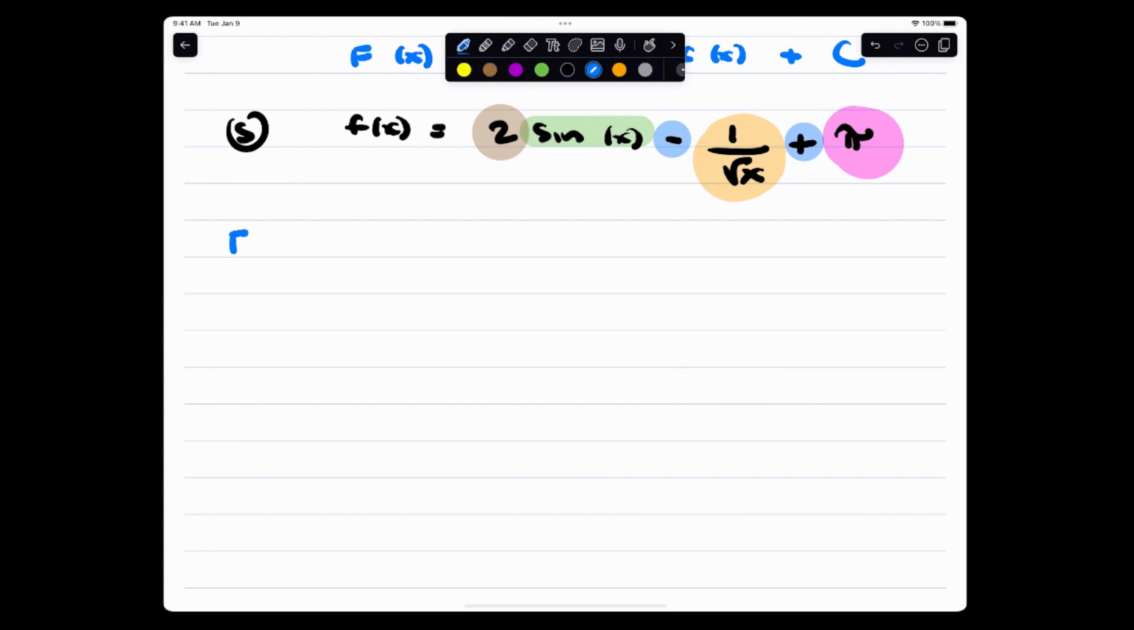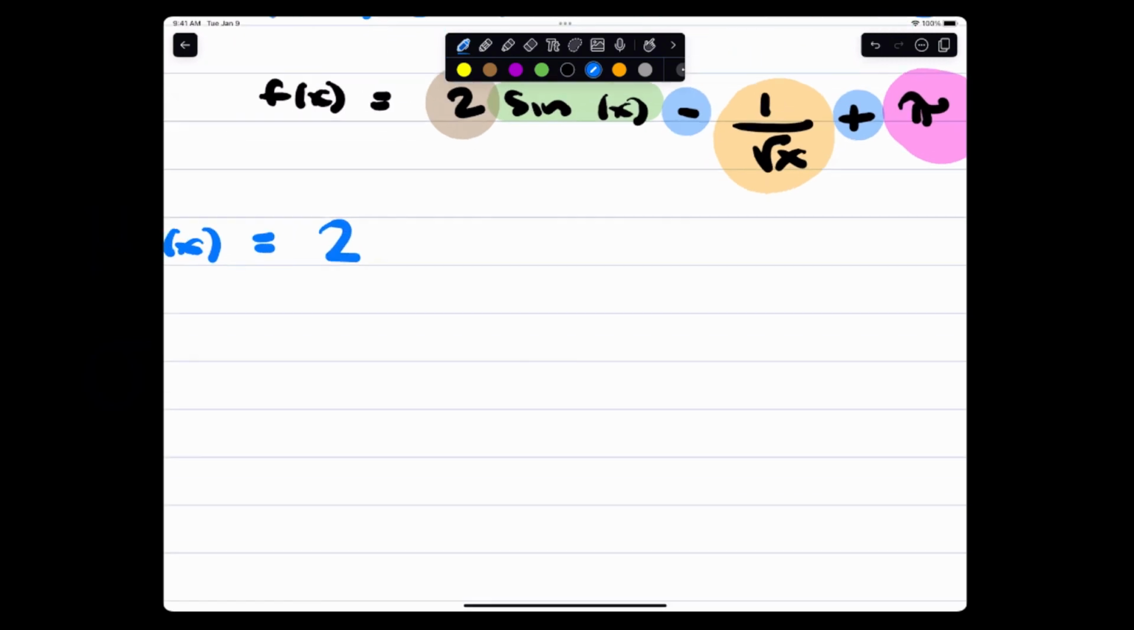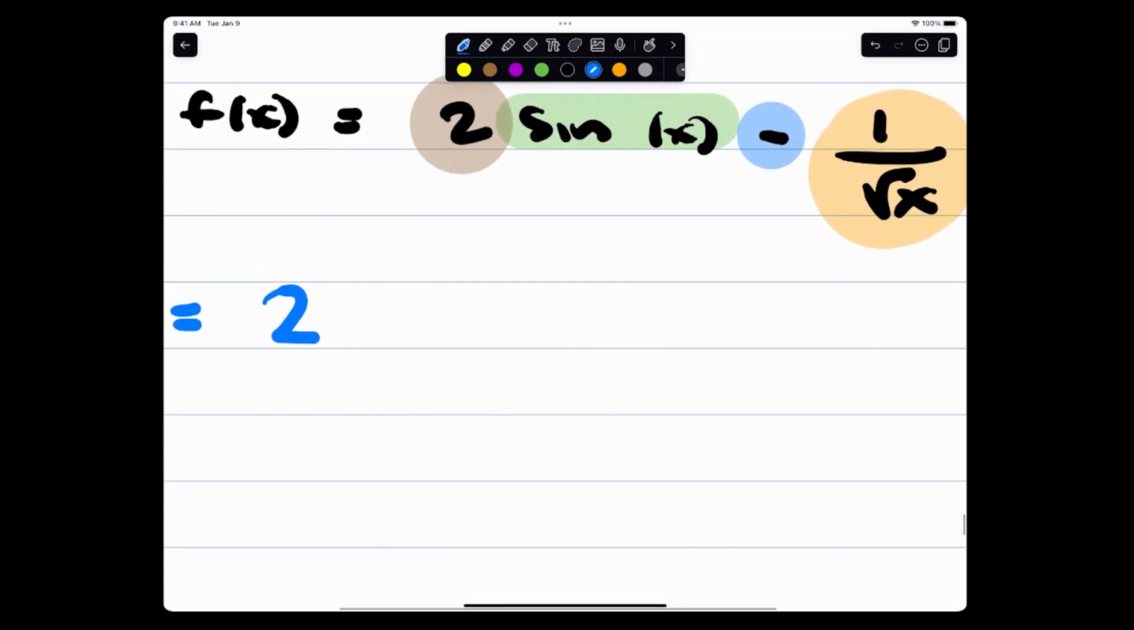Okay, let's get to work. So antiderivative, you take that 2 constant. What's the antiderivative of sine? Negative cosine.